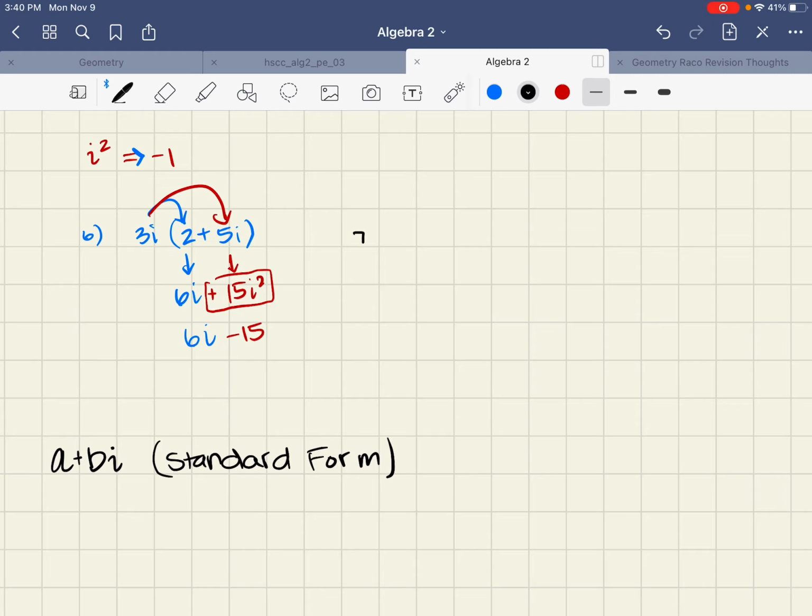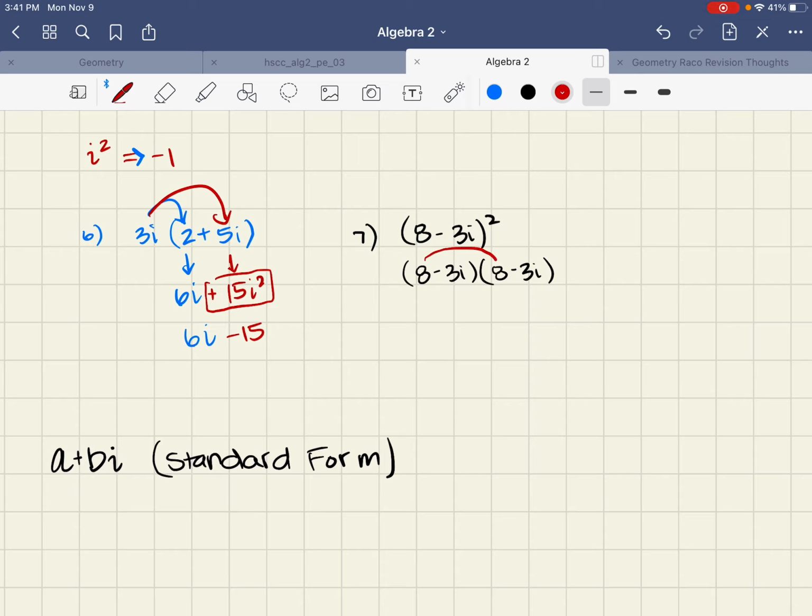Number 7. Suppose I had something like this: 8 minus 3i to the power of 2. The most common mistake people make here is they forget what the power of 2 really means, and it means 8 minus 3i twice. So I'm going to write 8 minus 3i times 8 minus 3i. And then I actually just have to remember how to FOIL.